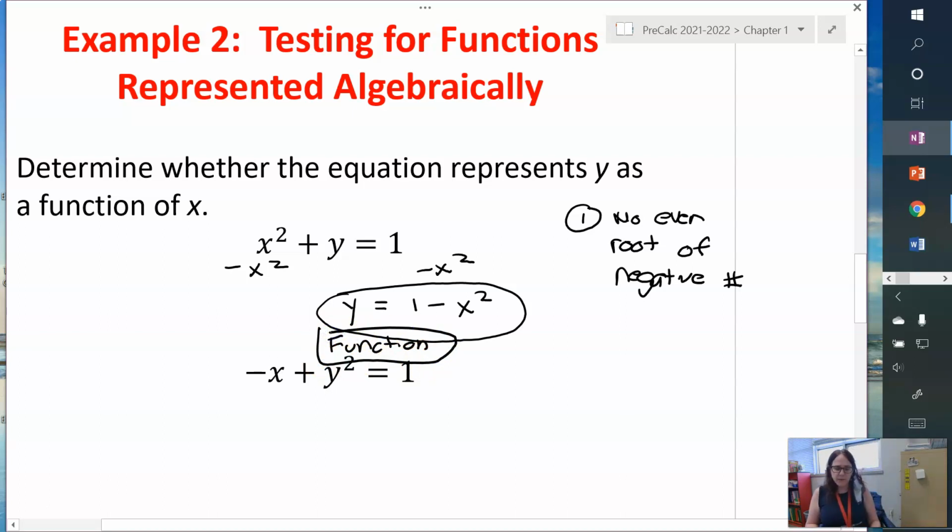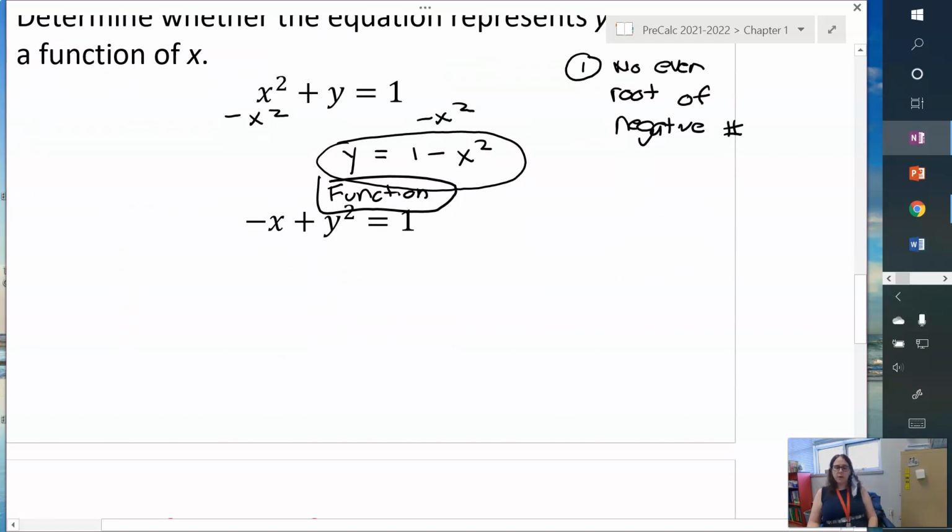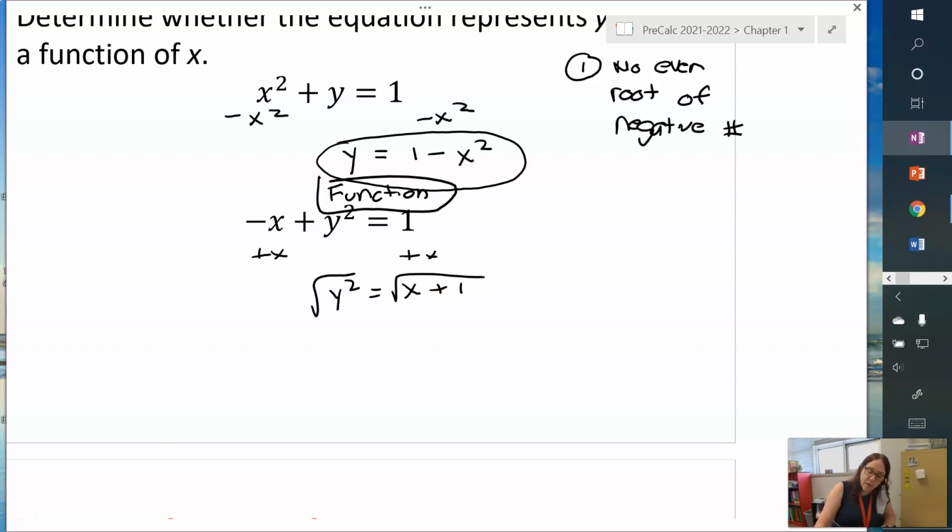All right, let's take a look at another one. This time it's going to be negative x plus y squared equals 1. I'm going to add x to both sides. That's going to give me y squared equals x plus 1. Now to solve for y, I have to take a square root of both sides. So I need to square root this, and I need to square root that. Now here's a rule of thumb. When you put in the square root, you then have to do plus or minus.